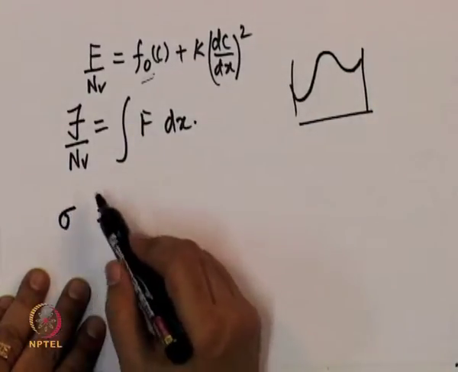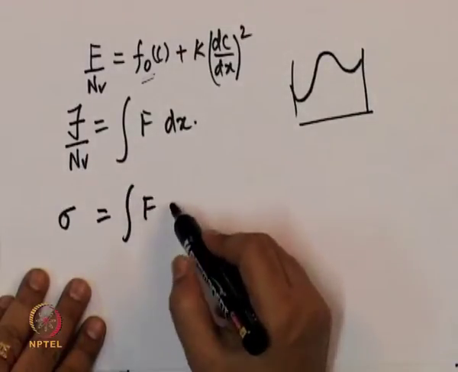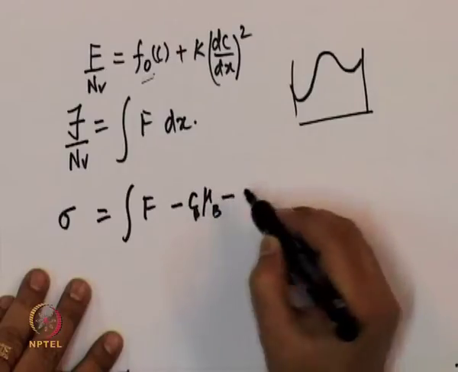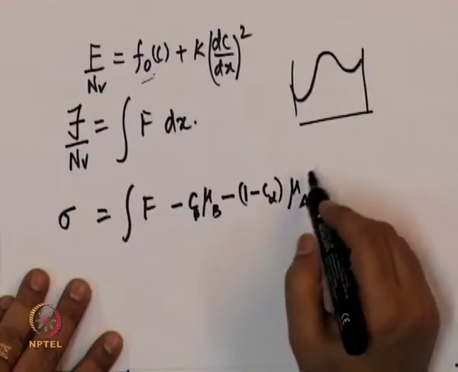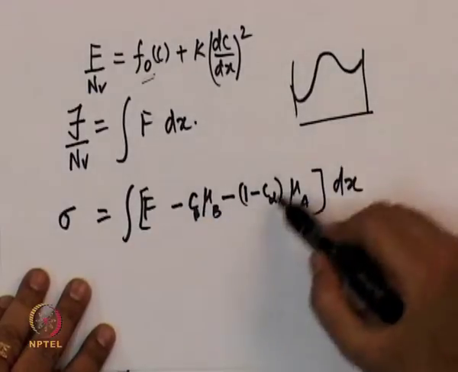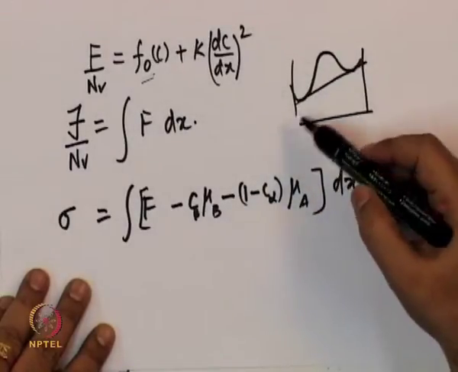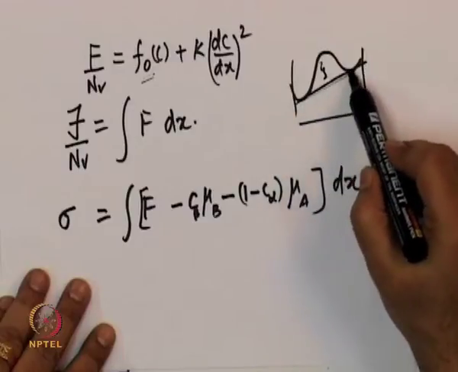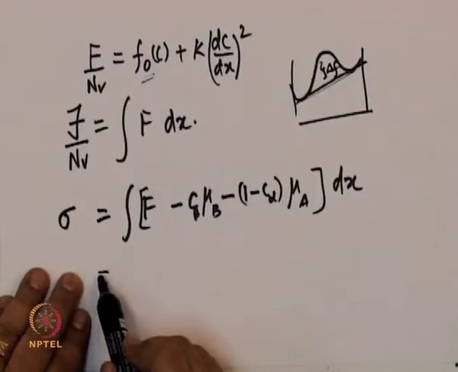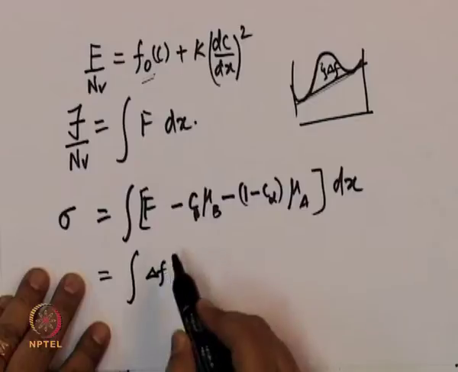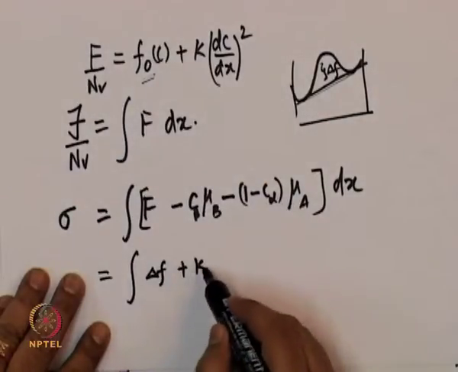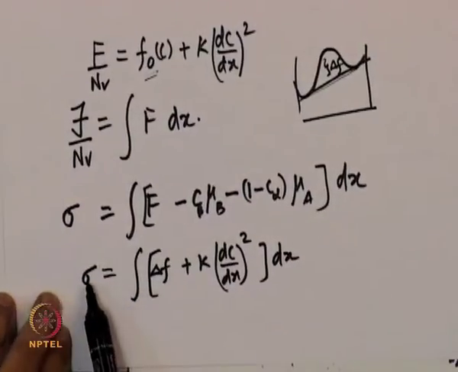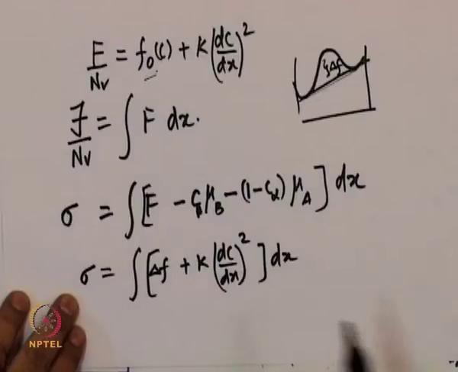So, the sigma, which is this, will be F minus C mu b at beta minus 1 minus C mu a at alpha. So, what is this? This is nothing but this line. If we define this difference of this region with respect to the common tangent as del f, we get the expression of sigma as nothing but integral of del f, because f0 minus this is basically del f, plus kappa dC by dx whole square dx. Now, you can try to minimize this function and everything else follows in the same way.